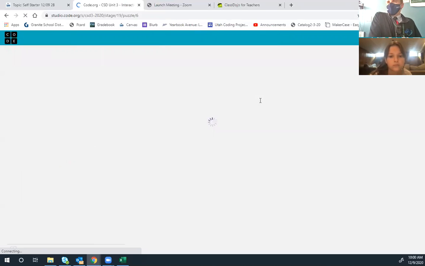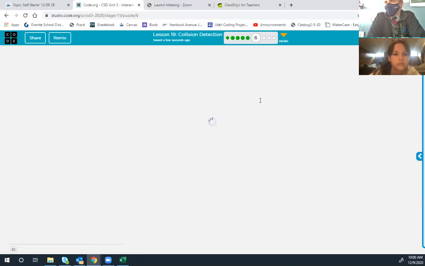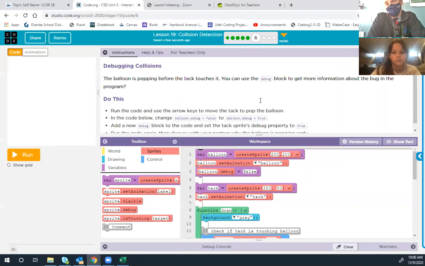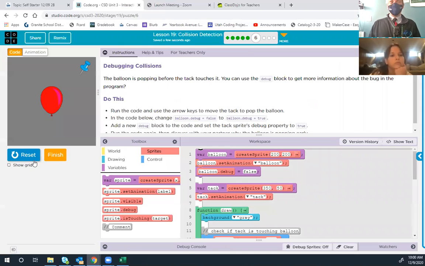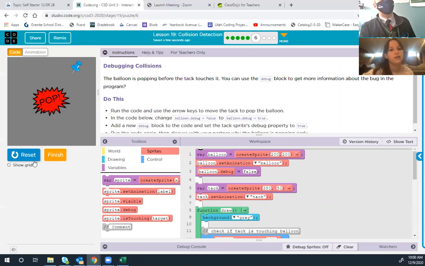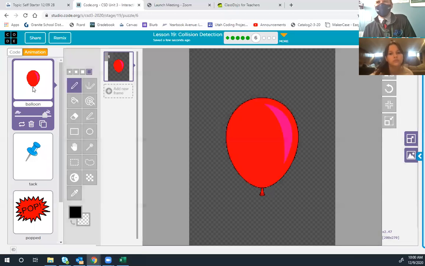All right, last one. All right, debugging collisions. Oh, this is the tough one. This is when you start learning about the debug block. So here's what's happening. When I run this and I move the pin, did I touch the balloon? No, I didn't touch the balloon, but I touched what's called the hit area for the balloon. So if I look at the animation here, look at my balloon. See how big this is here? All of this is considered part of the sprite. And so once the tack gets to this part of the square, it registers that you have hit the balloon.